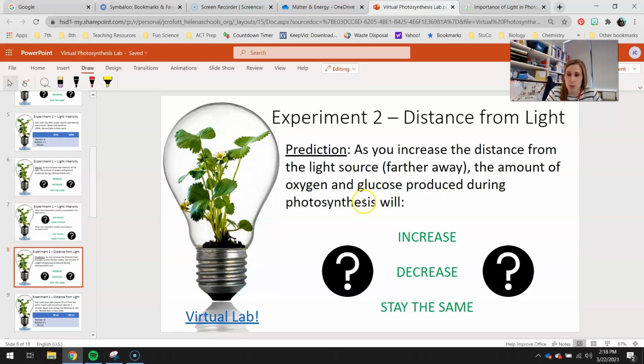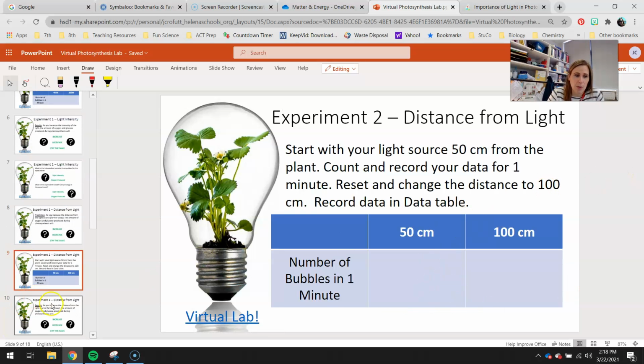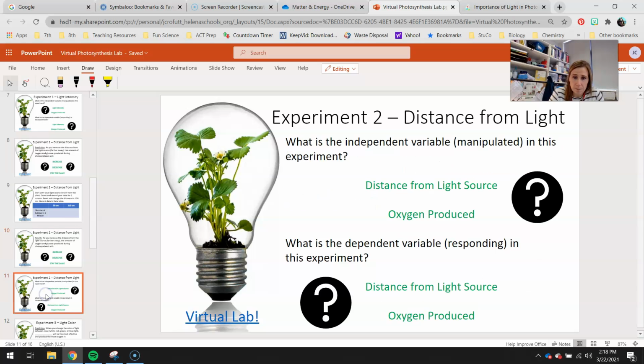So here's your prediction: as you increase the distance from the light source, so you're moving the light source further away, the amount of oxygen and glucose produced during photosynthesis will increase, decrease, stay the same. Record your data in the data table, and then tell me how your results turned out. As you move that light source further away, did it actually increase, decrease, or stay the same?